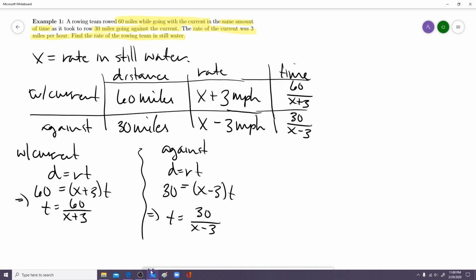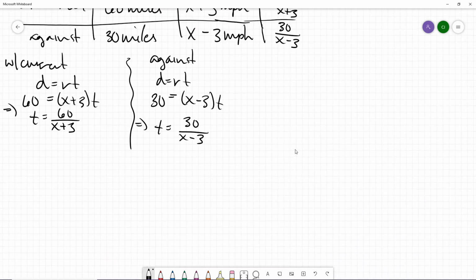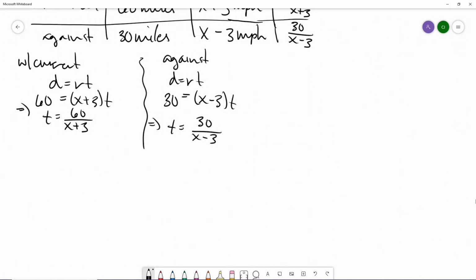So now the big question, how do we solve for the rate of the rowing team in still water? Since we know that this is the same amount of time, it's kind of like the substitution, we can set these T's equal to each other. So I'm going to take this 60 over X plus 3. This is the same as 30 over X minus 3.